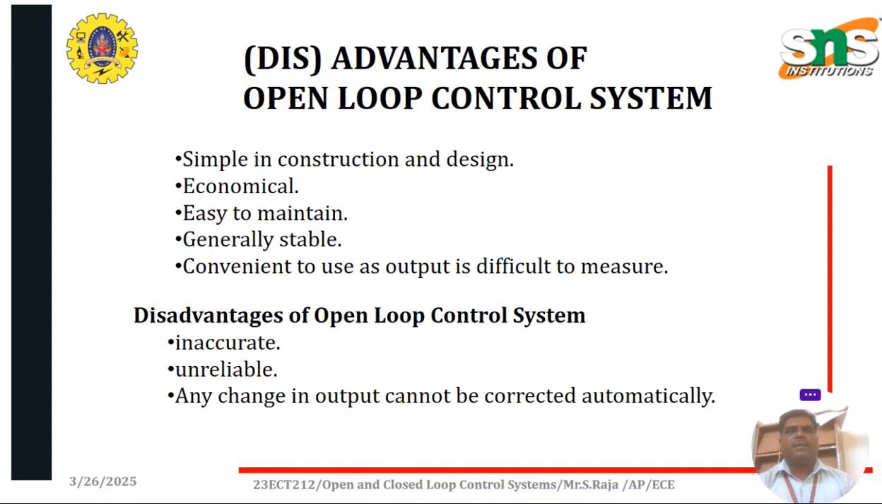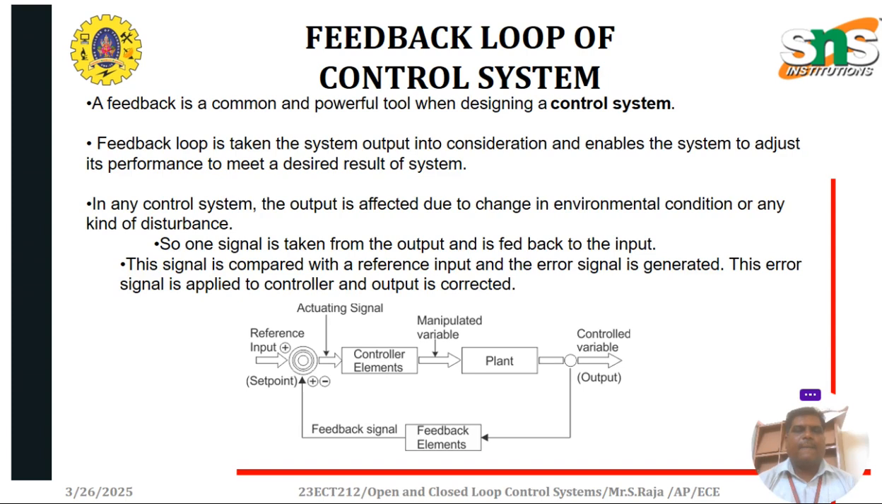Disadvantages of open loop control system: it is inaccurate, unreliable, and any change in output cannot be corrected automatically. The very important advantages of open loop control system are that it is simple in construction and design, economical, easy to maintain, generally stable, and convenient to use where output is difficult to measure.